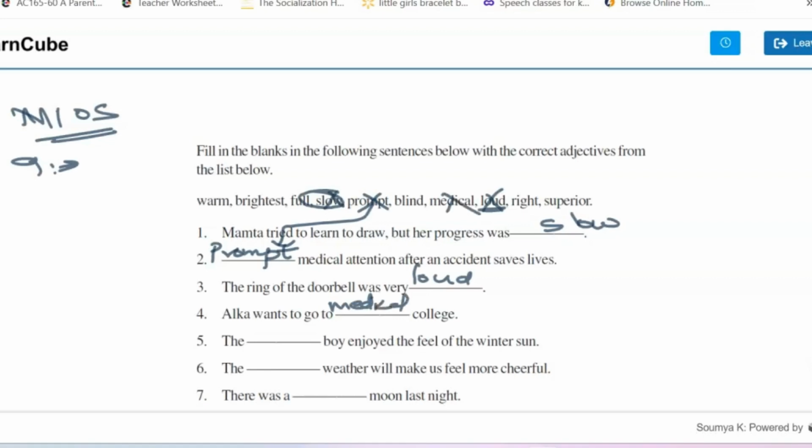Okay, so this option is also taken out. The blank boy enjoyed the feel of the winter sun. So which boy? The boy's adjective is being used by the word blind. Okay, so it can be blind. Next one is the blank weather will make us feel more cheerful. So what kind of weather will make us cheerful? The nice weather, the brightest weather? No. So this warm will be the correct usage of the adjective here.